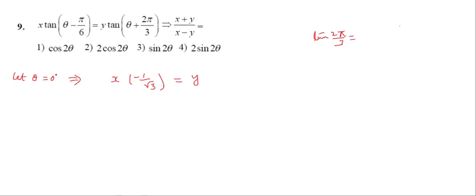So how to write tan 2 pi by 3? That is tan of pi minus pi by 3, or not? 180 minus theta is the second quadrant, where tan is negative. So here we get minus tan pi by 3. That means minus root 3, or not? This is minus root 3, that is equal to some constant. I am taking k. Okay.